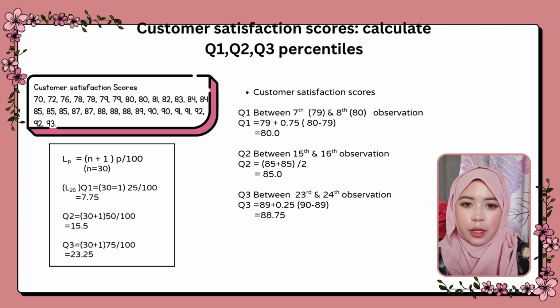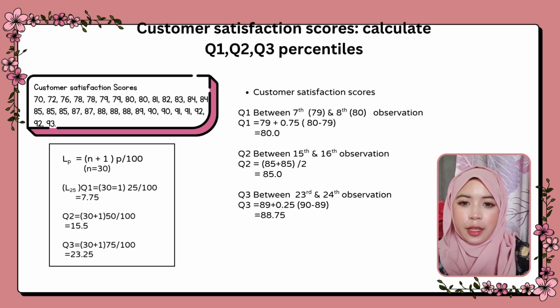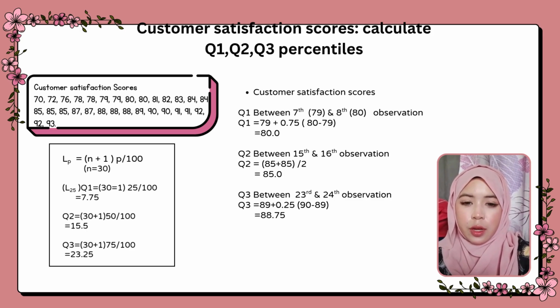For Q2, the median falls between two values that are both 85. So the median is 85.0. For Q3, it is between the 23rd and 24th observations, which are 88 and 89. So we get 88.75.